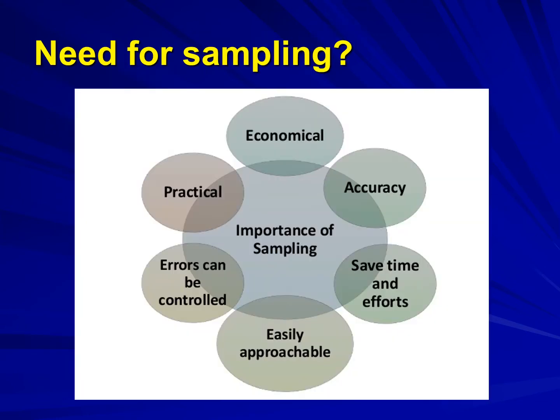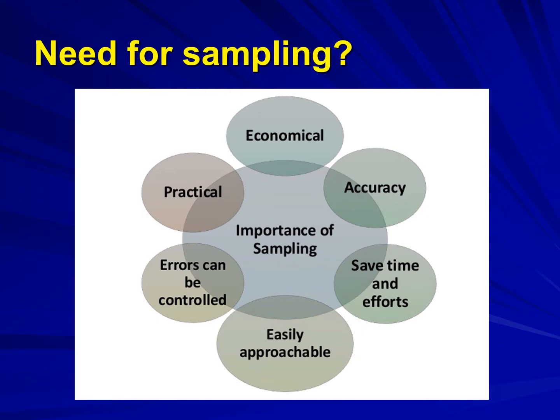Let's understand the importance of sampling or the need for sampling. The various reasons for sampling are given on the screen. Those reasons are: sampling is an economical way to conduct health research. It increases the accuracy of the health research. It saves time, efforts and manpower. The sample is easily approachable. With the help of sampling, we can minimize or control the various types of errors of health research, and sampling is a practical way to conduct health research. We will understand with the help of examples.